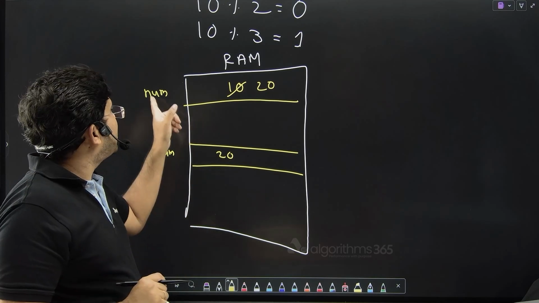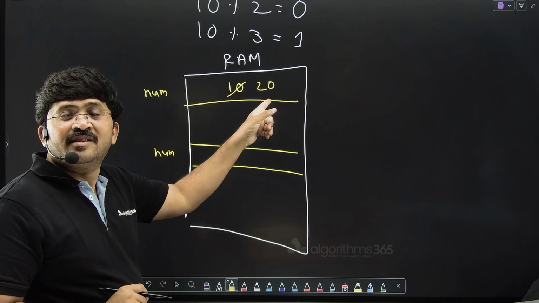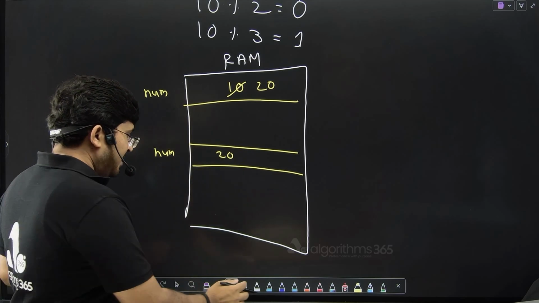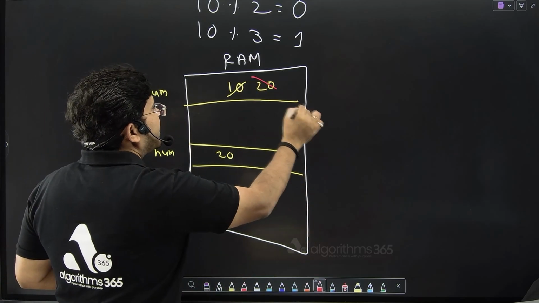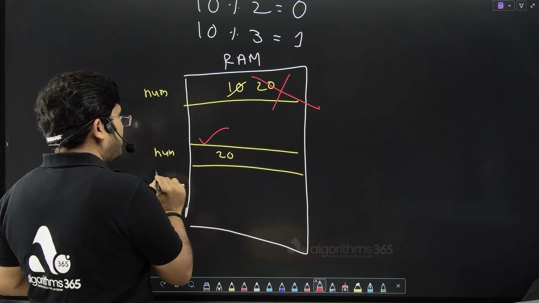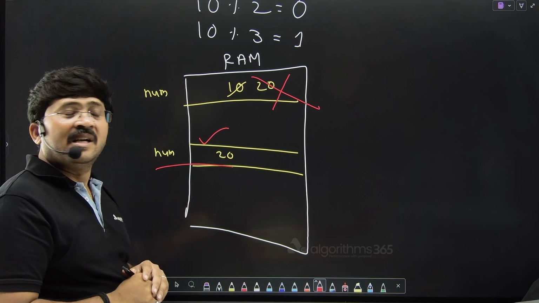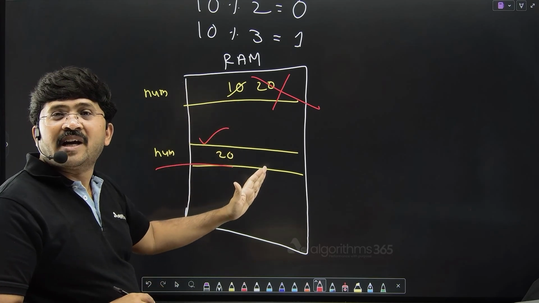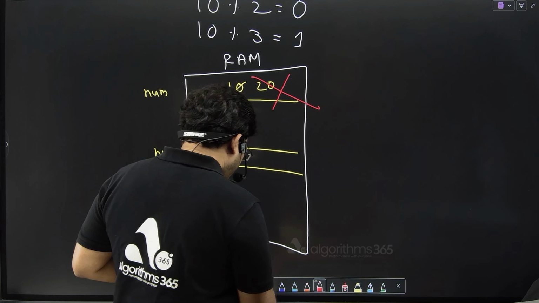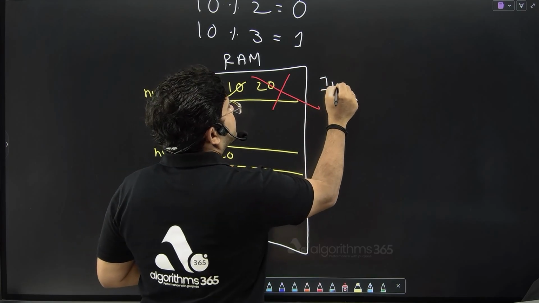In Python, you cannot change the value. If the value gets changed, this gets deallocated and a new allocation happens and the value gets stored. Since you cannot change the value, the technical term is called immutable.